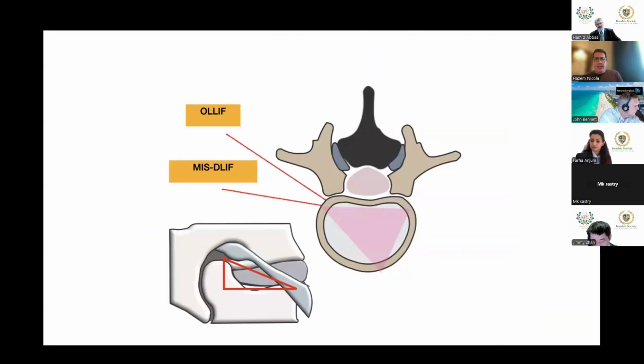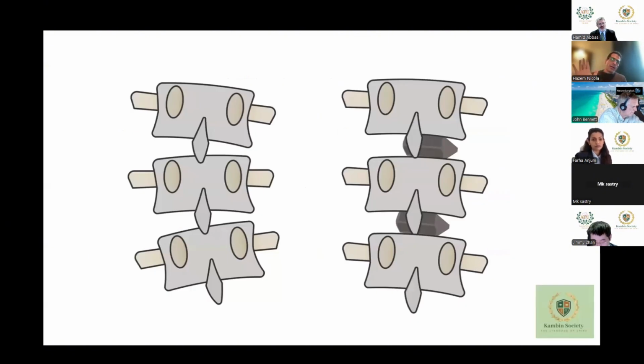I like to go over the OLIF and the MIS delief, and this is the trajectory. When you see an axial view, this is the spectrum of the discs that you can use to correct deformity with OLIF. You have almost all the discs from the point of view of the Kambin triangle. And in the coronal view, this is an example of what you can get. You can position the cage in the best position that you planned in the preoperative planning, and you can achieve a very good correction of the sagittal balance and the deformity itself.